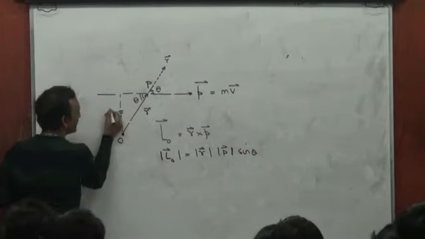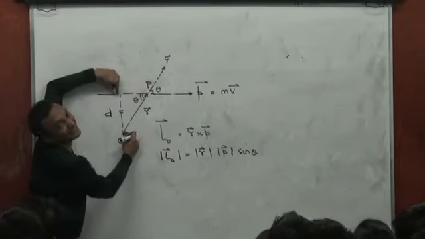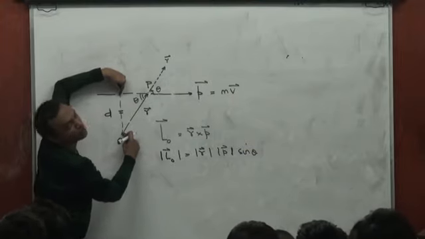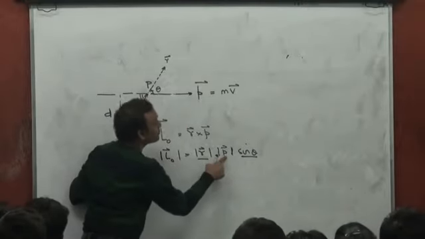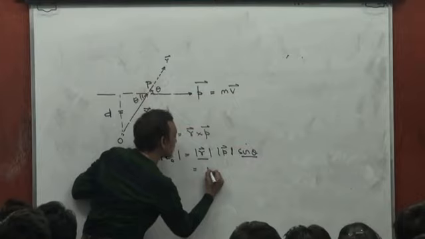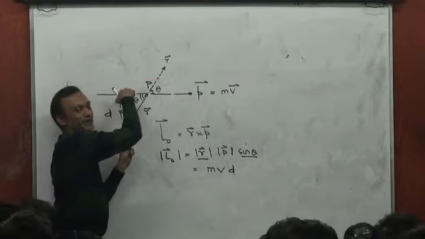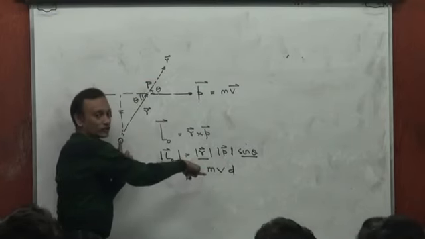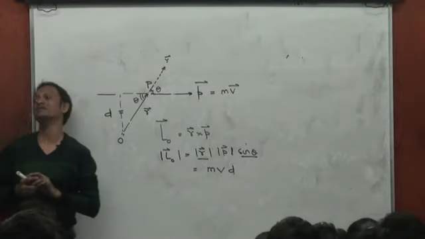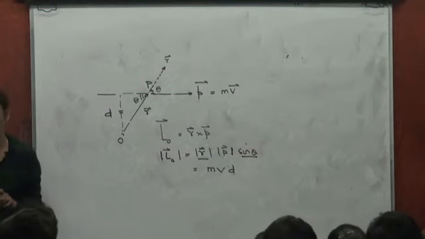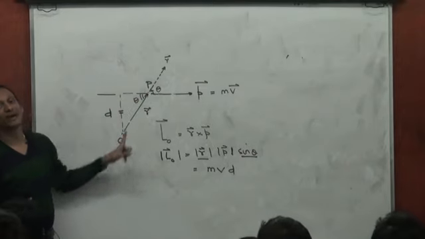Now, if this is d, then this is magnitude of R. d is magnitude of R sine theta. So mod r sin theta is d, and mod p is m into speed. So this is mv, which is mod p, into d: mv into the perpendicular distance d. That's the magnitude of the angular momentum. R cross p is the vector description of the angular momentum about a point. P is the linear momentum vector. R is the position of P as seen by O.